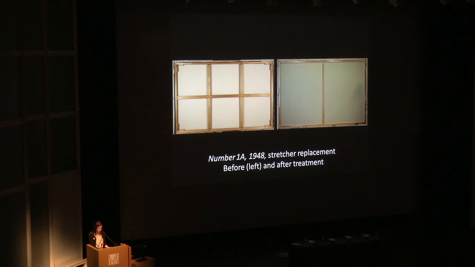We chose a new, less deep support for the canvas, a stretcher that would more accurately reflect the painting's original depth. And in lieu of replacing any interleaf support, like the loose lining, we had the stretcher constructed with a removable fiberglass insert panel, thereby allowing for future access to the reverse of the painting.